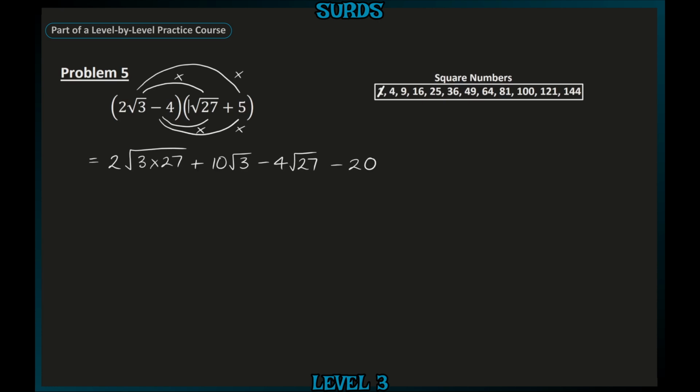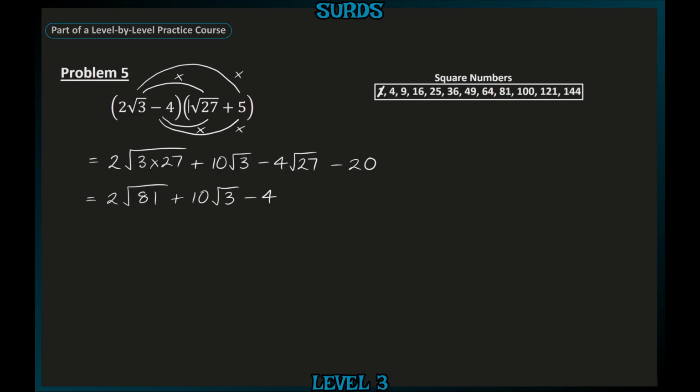We're now going to go through each of the terms and see if we can simplify. So looking at the first term, we have 2 times the square root of, and 3 times 27 is 81. So you can put an 81 in there, plus 10 times root 3. Now root 3 can't be divided by any of the numbers on our list of square numbers greater than 1, so this can't be simplified.